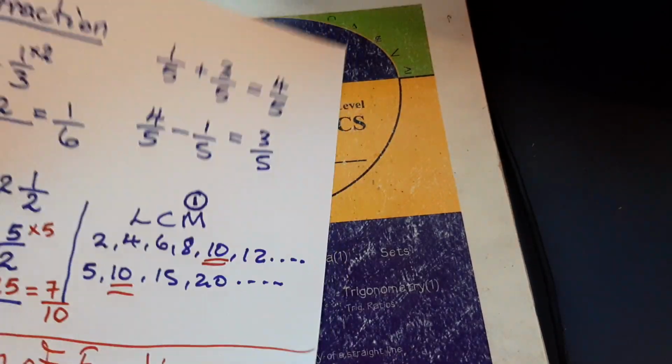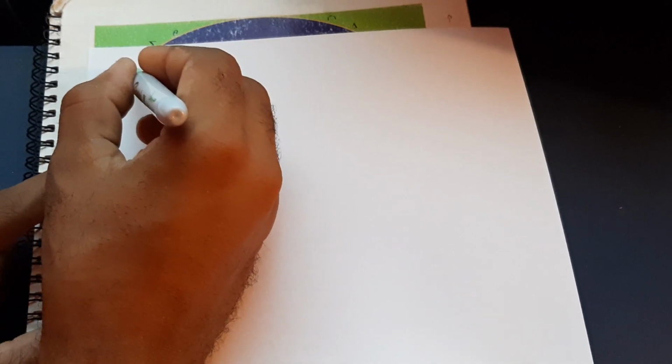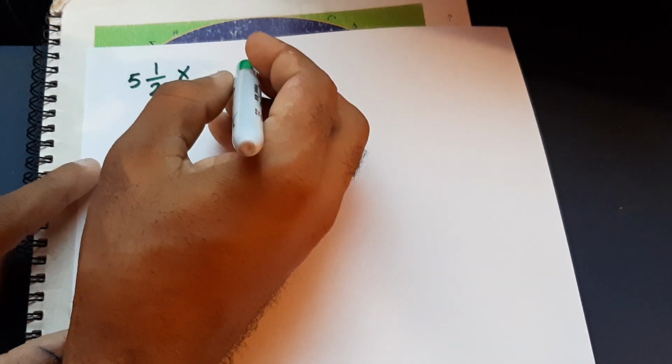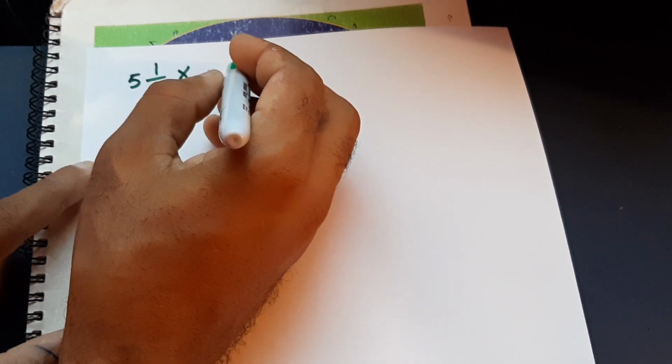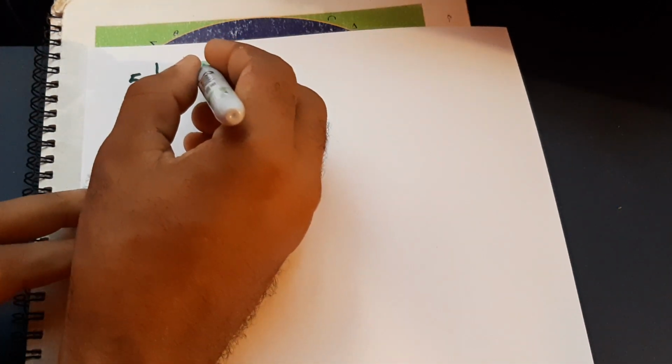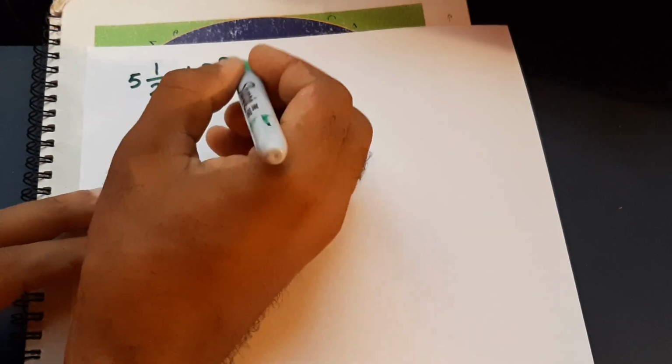So I'm going to move on. I'm just going to do another example of multiplication using mixed numbers. Then we're going to look at division. So let's say we had 5 1/2 multiplied by, let's say, 3 2/3. We're going to multiply this.